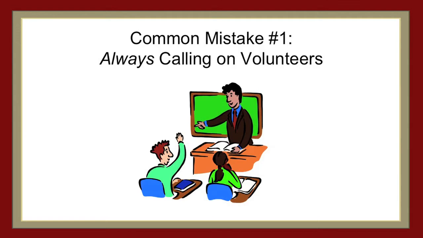So I want to go through what I think are the 3 most common mistakes that people make when they start doing active learning that tends to make it go off the rails. All right. Mistake number 1, always calling for volunteers.